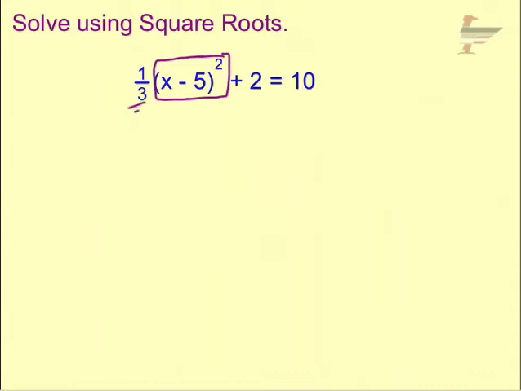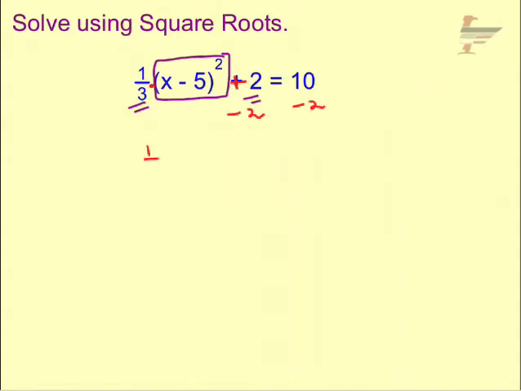We have this 1/3 and the +2 that are both on this side. We need to get those to the other side. So we want to make sure we do this in the right order. The 1/3 is being multiplied by our parentheses where the 2 is being added. And what would we undo first in solving an equation, multiplication or addition? We would undo the addition first. So we're going to subtract 2 from both sides.